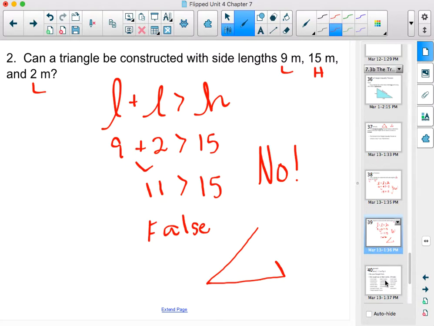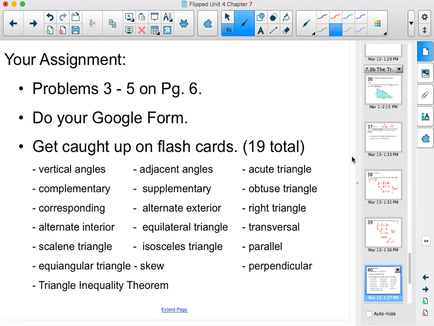Okay, that is your triangle inequality theorem. You have some really good thinking questions coming up. Questions number 3, 4, and 5. So make sure that you use the formula. Number 3 is a really good one where there are multiple different answers. So I look forward to seeing what you have for me.